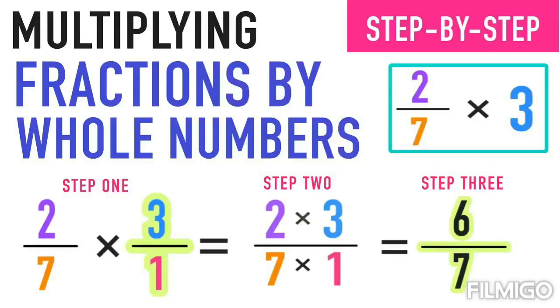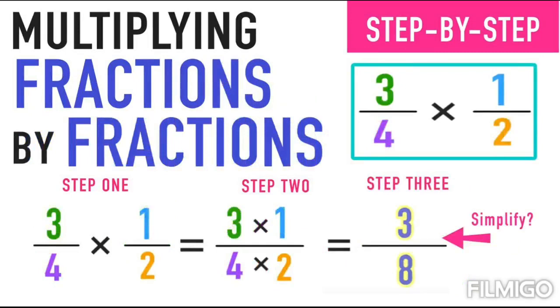So let's start with multiplying fractions by whole numbers. If we have to multiply any fraction 2 by 7 by a whole number 3, then we can convert this whole number 3 in a fraction form by putting denominator as 1. Then in the next step we will multiply numerator with numerator and denominator with denominator. So 2 3s are 6 upon 7 into 1 is 7. Answer is 6 by 7.